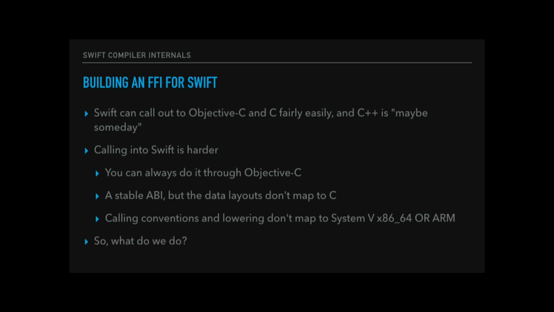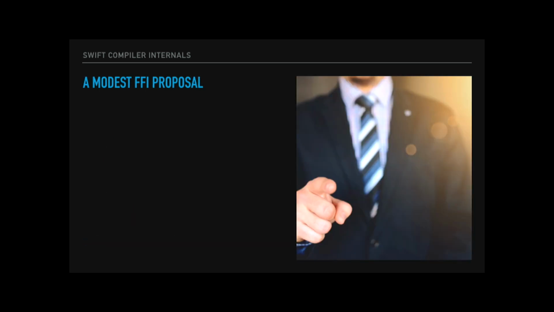So, what do we do? Here's the proposal that I have for this, which I think makes a lot of sense. The Swift runtime is guaranteed to follow the system calling conventions. It gets everything for us internally from witness tables, vtables. It probably includes data layout metadata. The problem is getting the data out of the runtime.